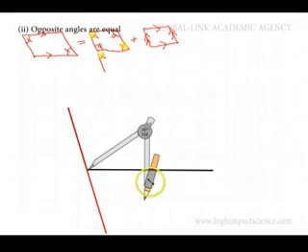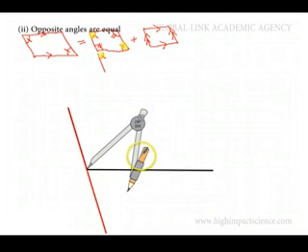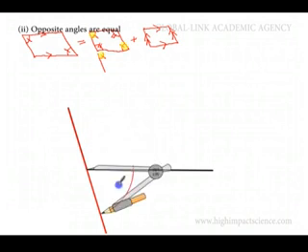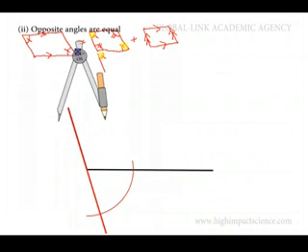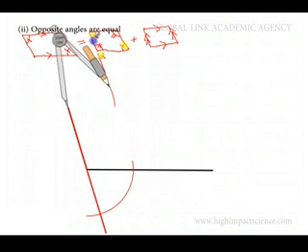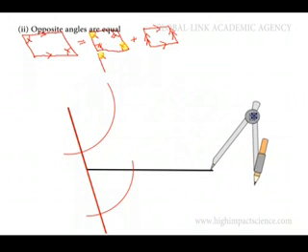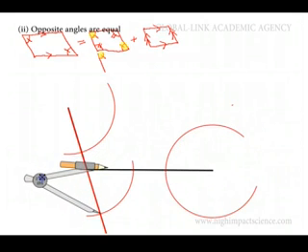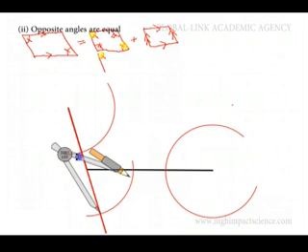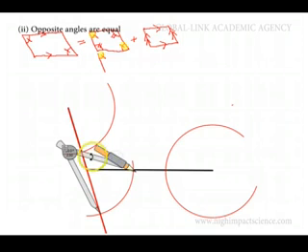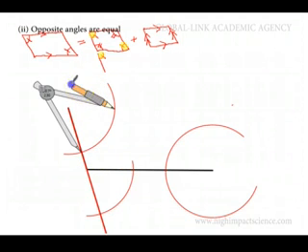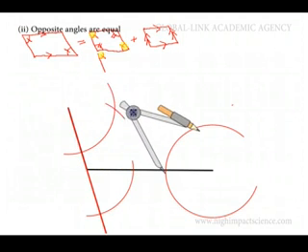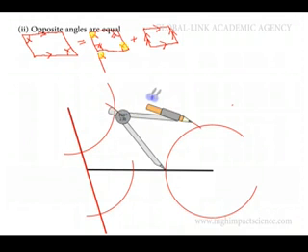Start at the vertex and draw an arc that cuts both the lines. Draw a similar one up here. Then another one here. We just want to do them all at once. Then we measure this distance. Copy that length here. And again here.